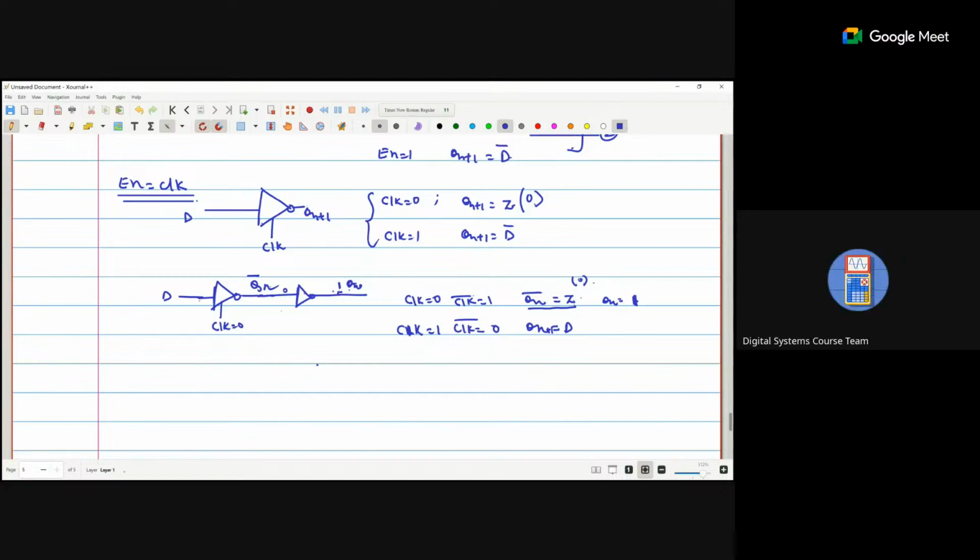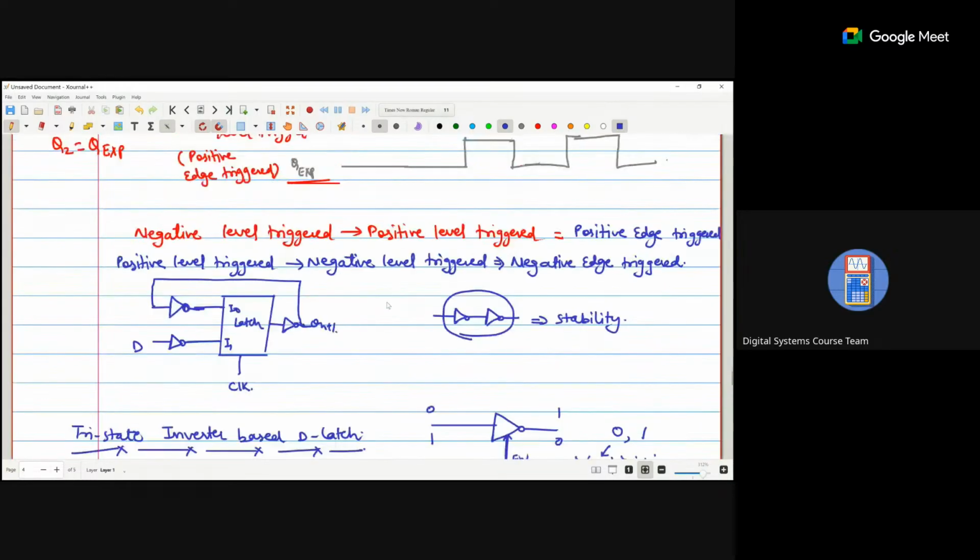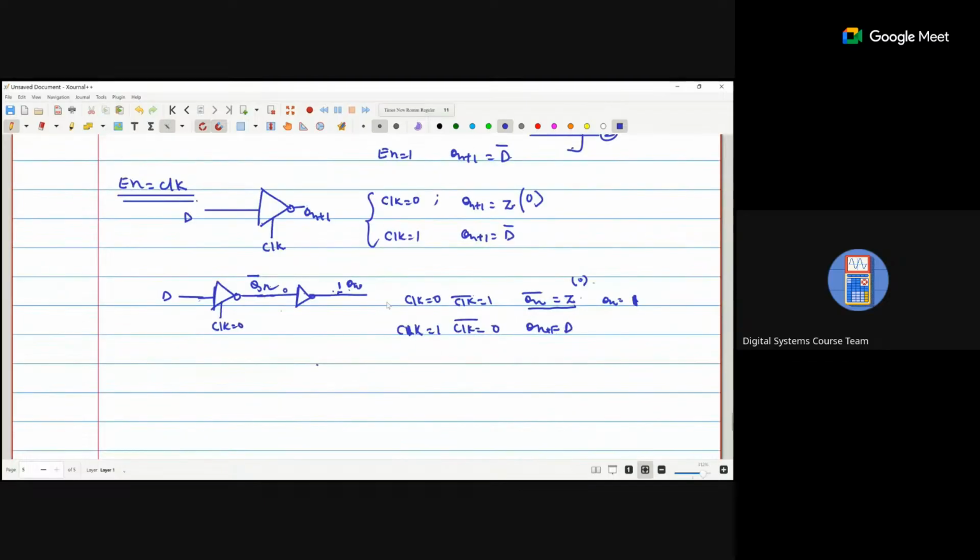Okay, so that means we can create this particular latch with the help of tri-state inverters also. There we are using two tri-state inverters and one normal inverter. The two tri-state inverters will be triggered with opposite clocks, one positive, one negative. So we can implement the latch on the basis of tri-state. So that completes your week 9 content.